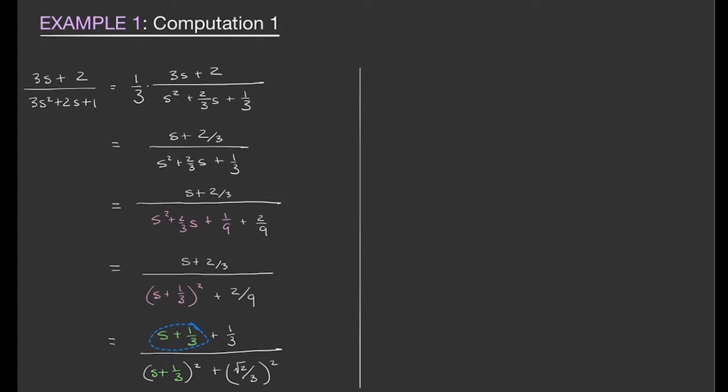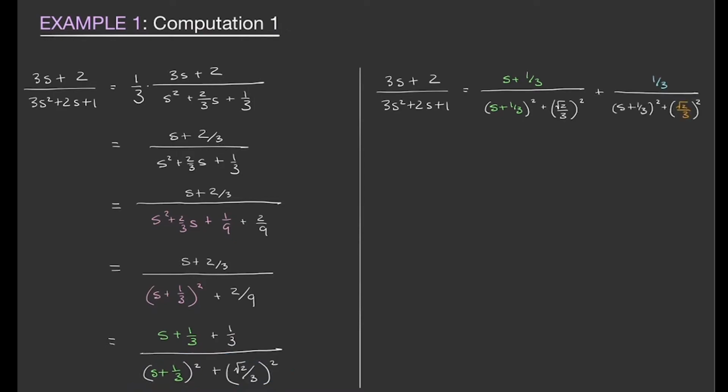Notice also that we took 2/9, and since whenever we have something like s squared plus blah, blah, blah, if it's plus a positive number, we want to write that number as something squared. Square root of 2/9 is root 2 over 3. So 2/9 can be written as root 2 over 3 squared. Simply do the squaring. Square root of 2 squared is 2. 3 squared is 9. We get 2 over 3. Now let's partition a little more. One term that we'll get is simply s plus 1/3 over this expression. But then we're also going to have another term, which is the 1/3 over this expression.